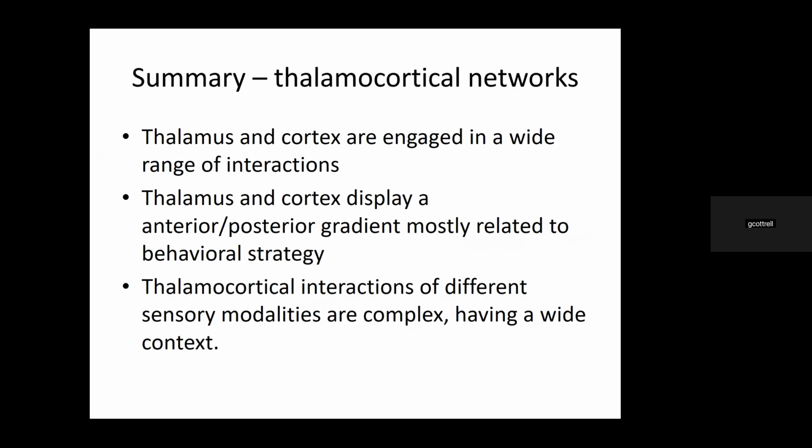And that's it. So to summarize, we saw that thalamus and cortex are engaged in a wide range of interactions. We saw that thalamus and cortex display anterior-posterior gradients that are mostly, but not only, dominated by behavioral strategies. And we saw that thalamocortical interactions of different sensory modalities are complex. And for me, it's really the take-home message. We have to look wide, to look at many areas together. That's kind of where I think is the juice.